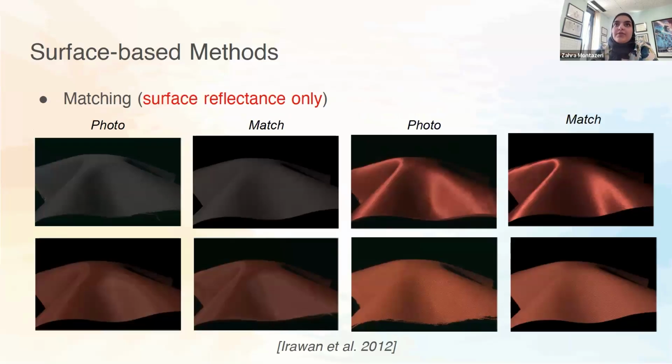But they only do the reflection. So we cannot do any transmission with this, but we can roughly match the reflection. So this is the photo, and then here is the rendered image, where we can do a good enough job with this model.